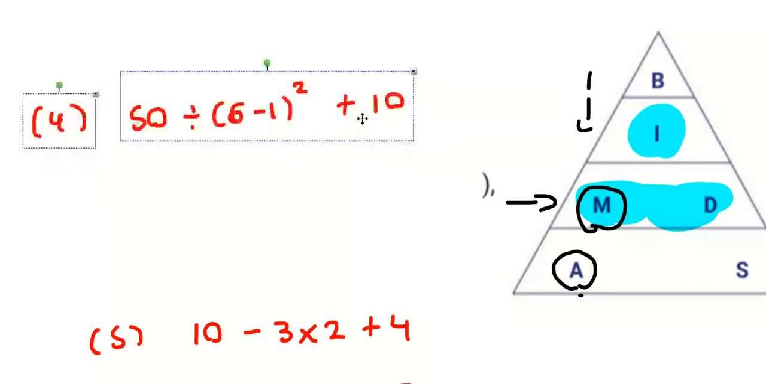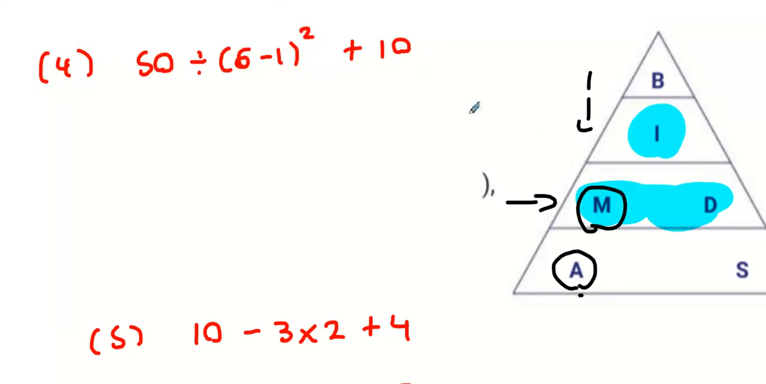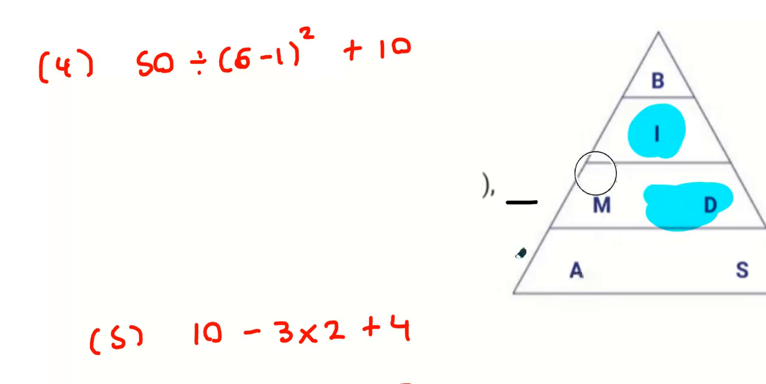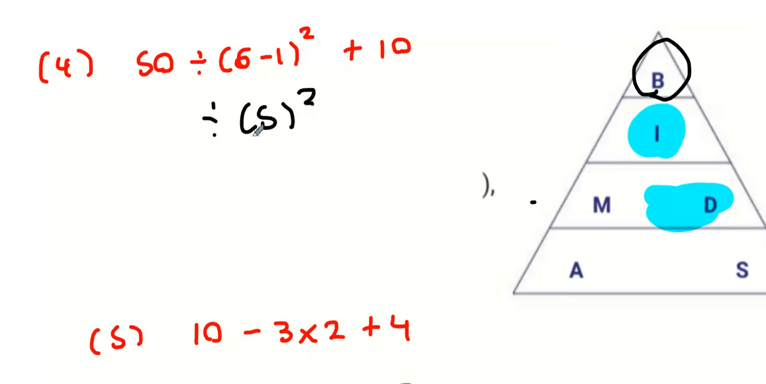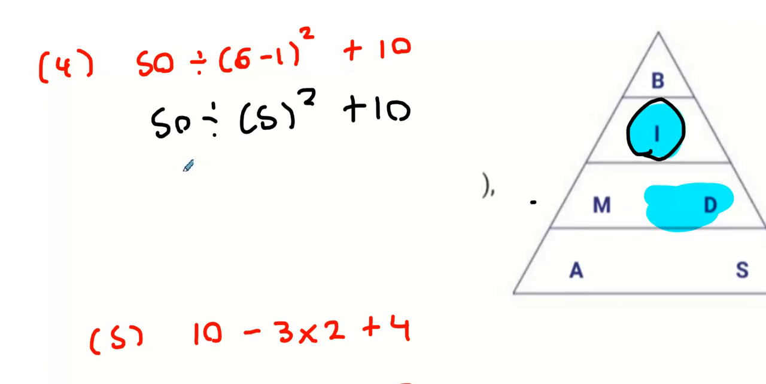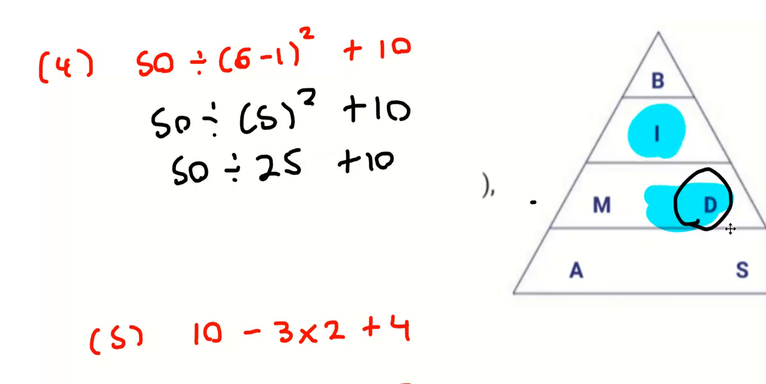Once again, with question 4, we clearly have a bracket, okay? So we're going to use the bracket first. Start off at the top, which is bracket B. You do 6 take away 1, which is 5. Next thing you do is your indices, which is 5 squared, which is 25, so it's 50 divided by 25. Next you do your division, D. 50 divided by 25 is 2. 2 plus 10 equals 12. And that's question 4 done.